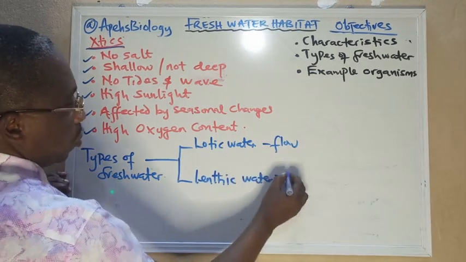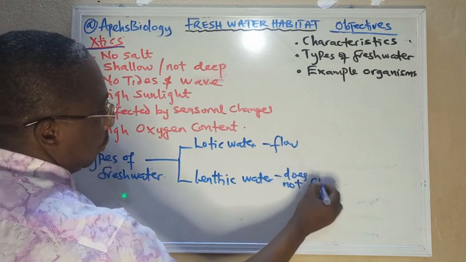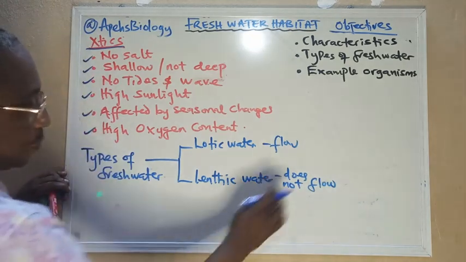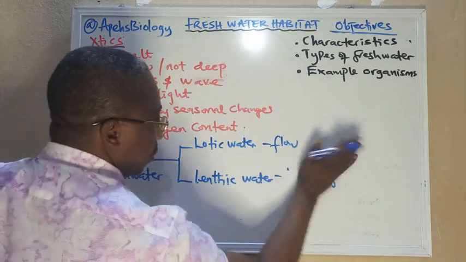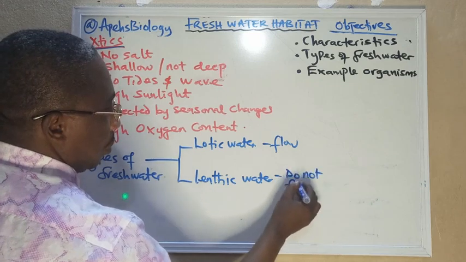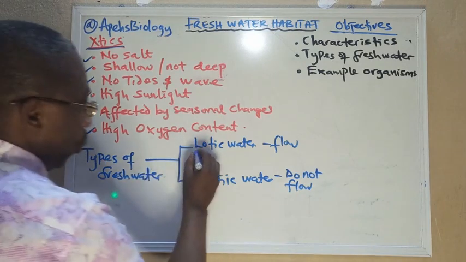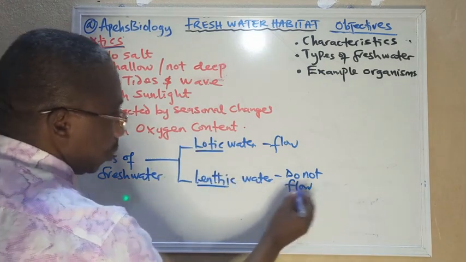This one does not flow. They don't flow. Let's make it easy for you. The one that flows is called lotic. Lotic flows. Lentic does not flow.